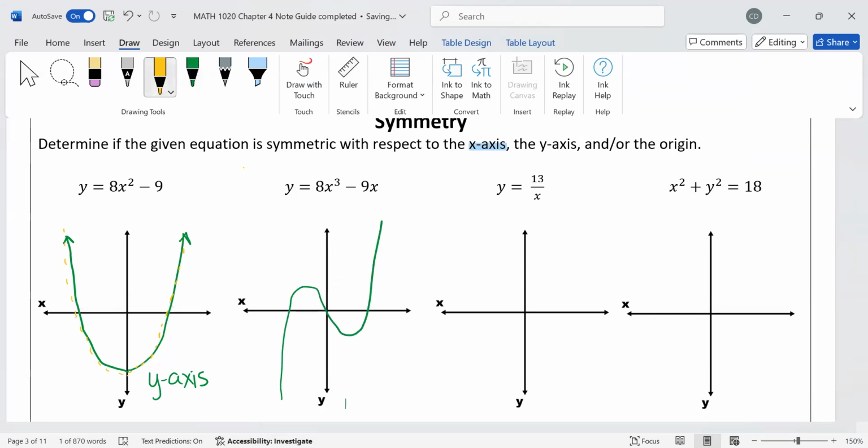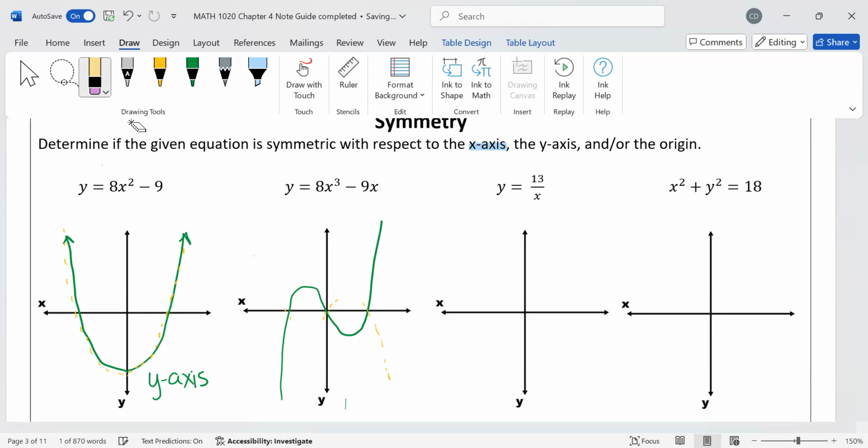If I fold it on the x-axis, there it is. It looks like this. Okay, so that's no x-axis symmetry.